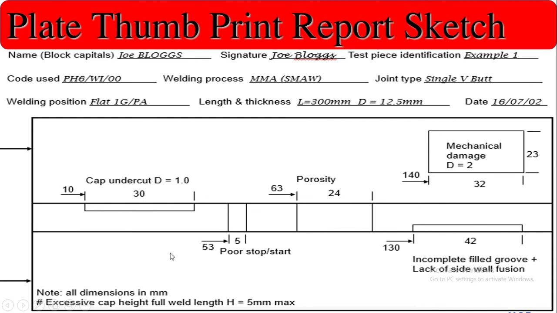You see, from 53 mm from the left hand side, it is the LHS and RHS. 5 mm, that is the pour stop and start is there. So this is the length. How much? 5 mm. After 63 mm, there is a porosity of 24 mm length. So all these things you have to mention clearly, then it will be clearly understandable. All dimensions are in mm. Note, you have to mention like this way.